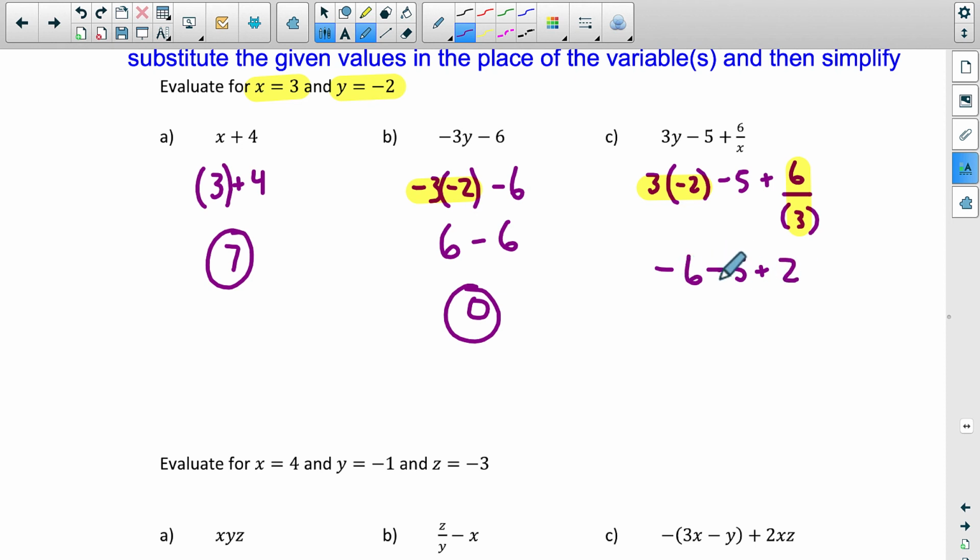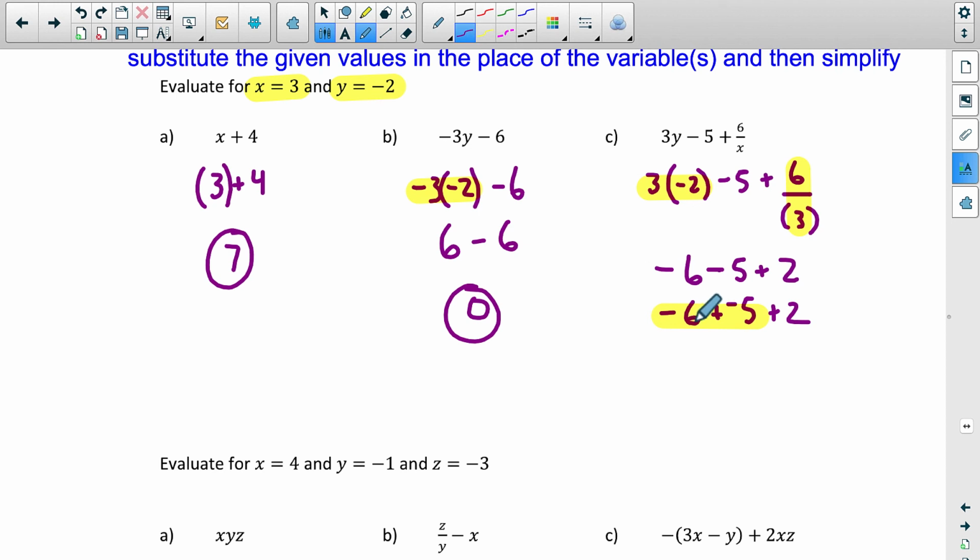Ugh, I hate subtracting integers. Why don't we keep the first one the same, the negative 6, but instead of subtracting, add the opposite of 5, which is negative 5, and then plus 2. You don't have to do it this way. I just like doing it that way, and I think some of you do as well. So negative 6 plus negative 5. We're going to do this part first.